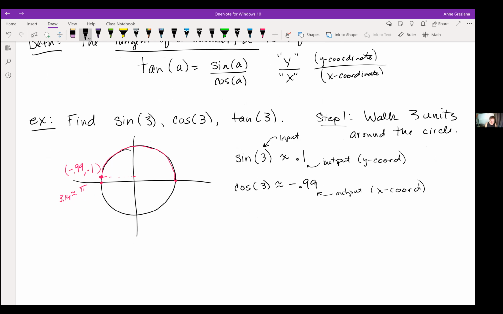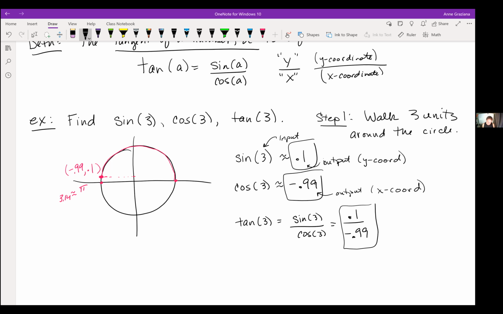All right, easy peasy, right? Tangent of 3 is going to be sine of 3 over cosine of 3, which is 0.1 over negative 0.99. Now, I think for the purposes of this, we can do a little bit more work if you want. I mean, this is good. That's what it is.